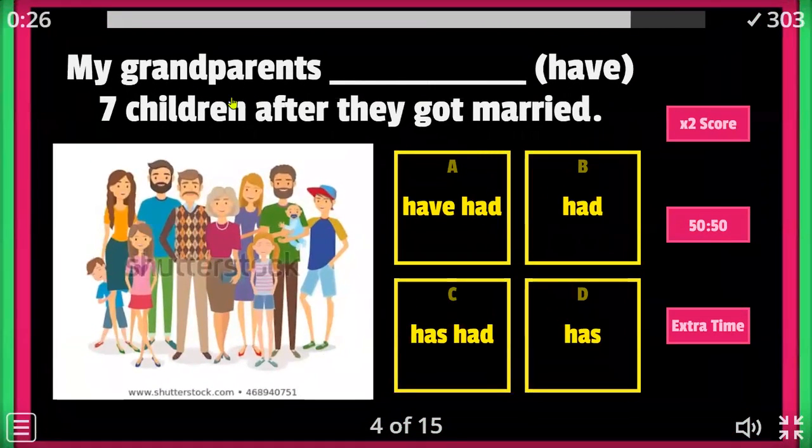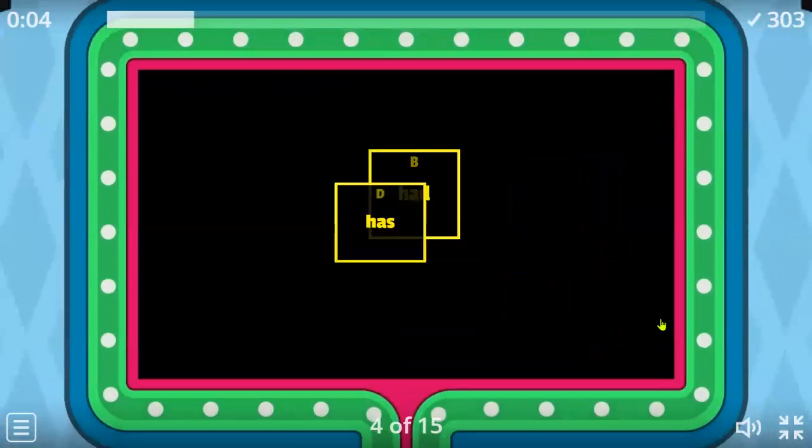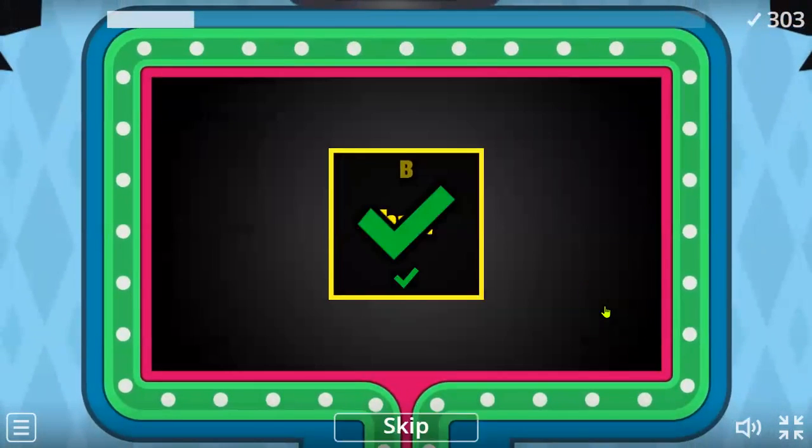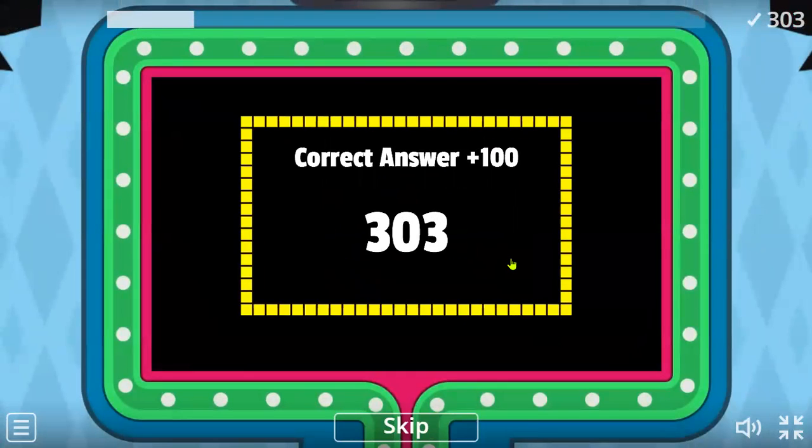My grandparents. The verb is have. After they got married. My parents had. Normal. Letter B. Okay, got, this is simple past, got married. Let's see if it's letter B. Correct. Okay, cool. That was it.